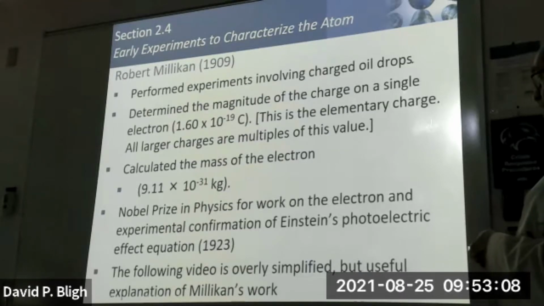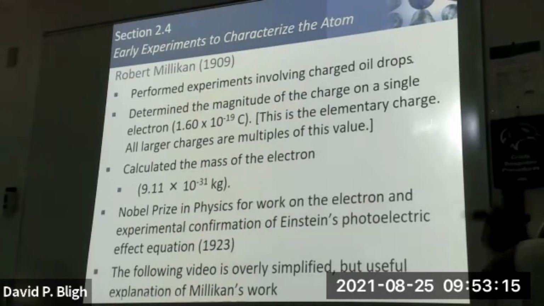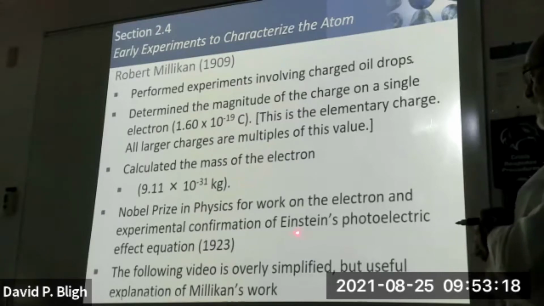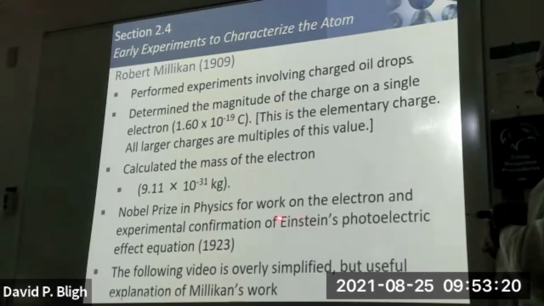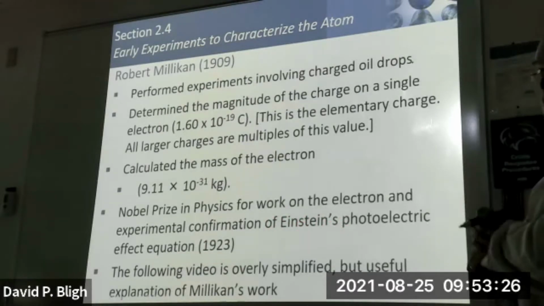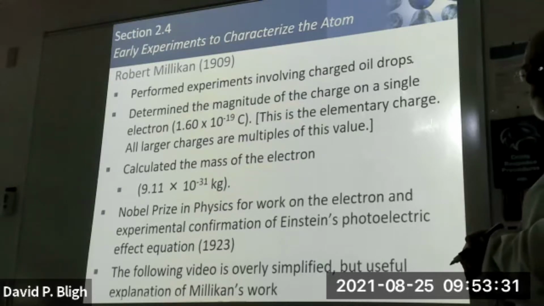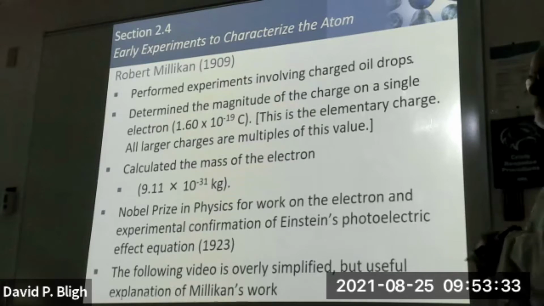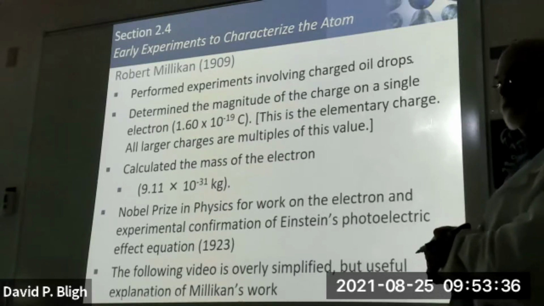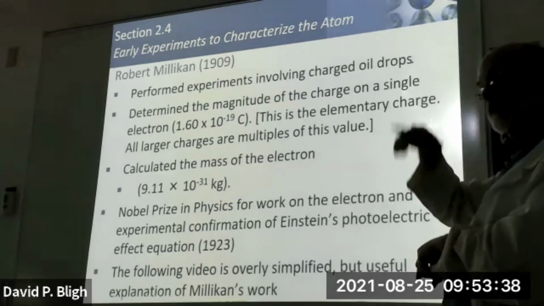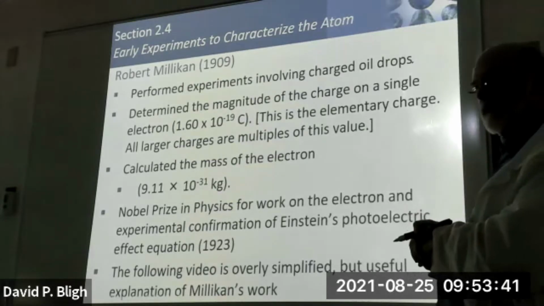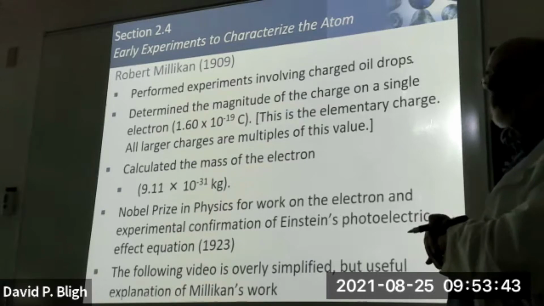And he got a Nobel Prize for it, for his work with the electron and for experimental work with Einstein's photoelectric effect. Several years earlier, Einstein also got a Nobel Prize for his theoretical work on the photoelectric effect. He mathematically explained the photoelectric effect. Everybody know what the photoelectric effect was? It's the same thing that drives photovoltaic cells. Okay. So when light strikes this material, it ejects electrons. And you can capture those electrons and make them do work for you.